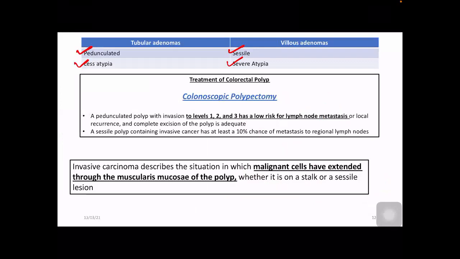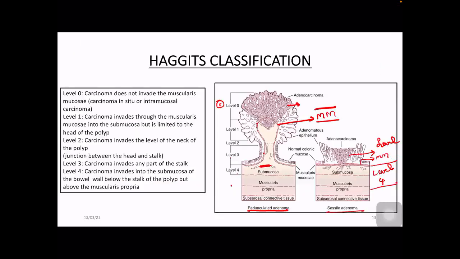At the same time, see the next point: a sessile polyp containing invasive cancer has at least a 10% chance of metastasis to the regional lymph nodes. That is why, most commonly, when a sessile polyp after resection has invasive cancer, it's better to go for bowel resection because it has a high chance of lymph node metastasis. And the last one is the point which I reiterated when I showed that picture. Invasive carcinoma describes a situation in which the malignant cells have extended through the muscularis mucosa of the polyp, whether it is on a stalk or a sessile lesion, which I explained clearly in the picture explaining Haggitt's classification.